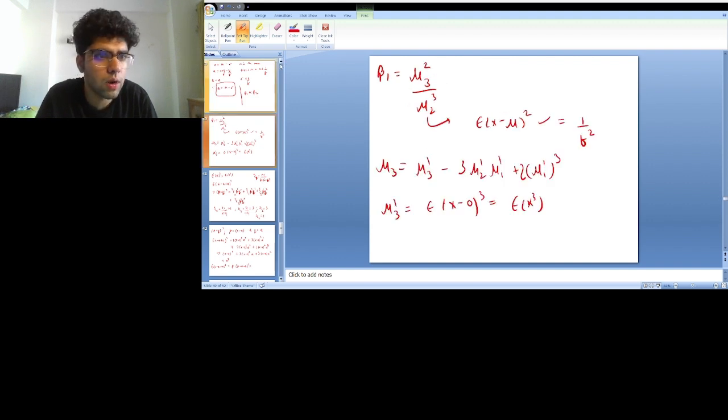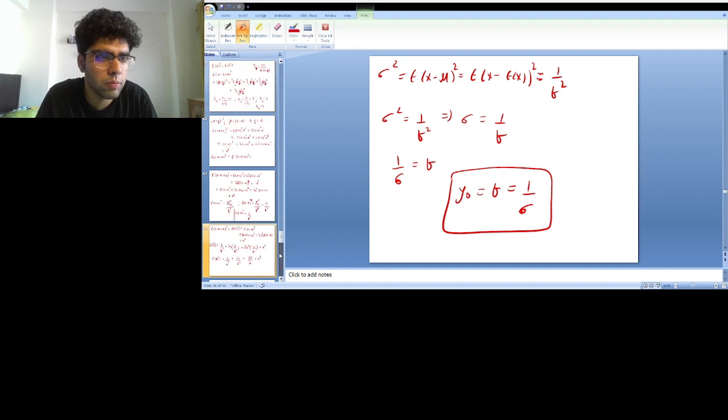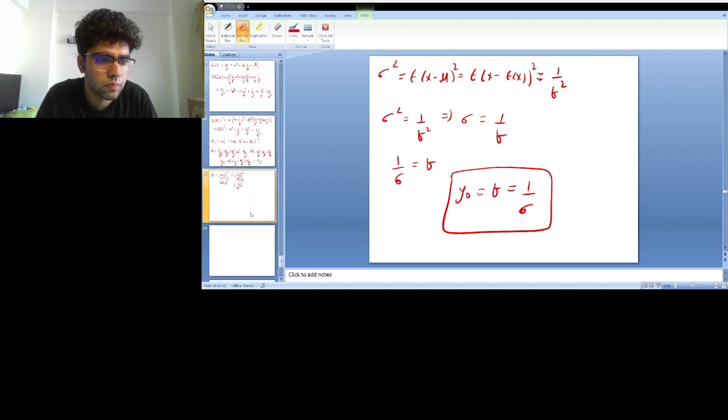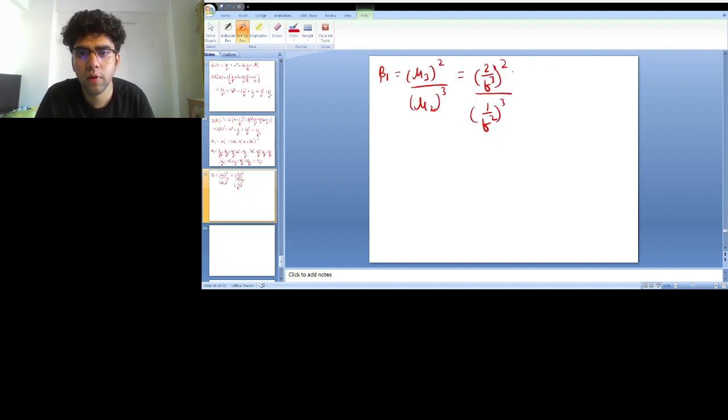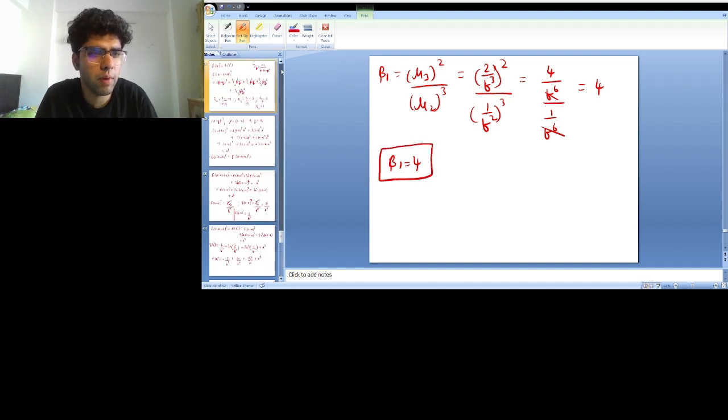I just wrote this here. Let me just go above. Here it is, right? Sigma square, x minus mu, this was 1 upon b square, right? So my variance, or mu 2, is 1 upon b square, and the whole cube of this. So this ultimately gives me 4 upon b to the power 6 upon 1 upon b to the power 6. So this and this get cancelled, I am left with 4. So my beta 1 is 4, right? And we need to show that my beta 1 is equal to 4.